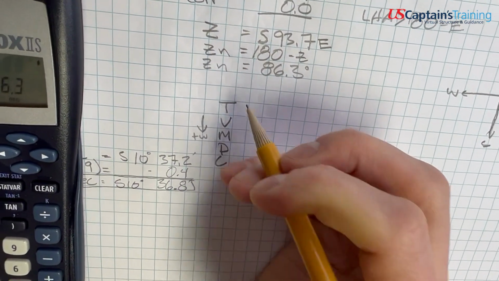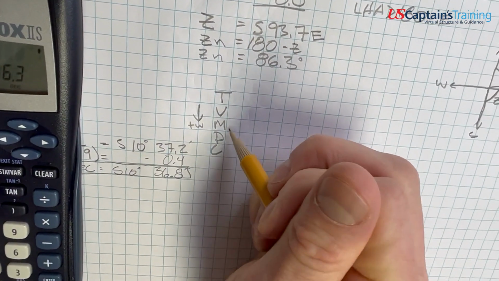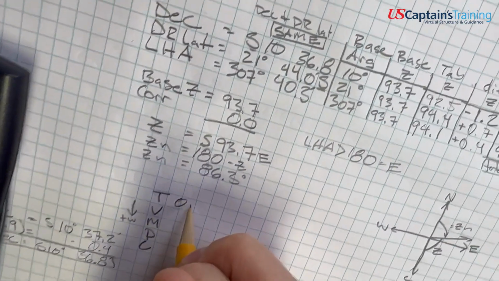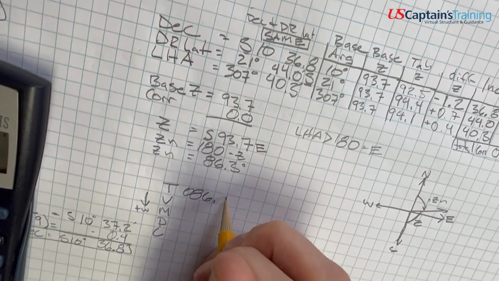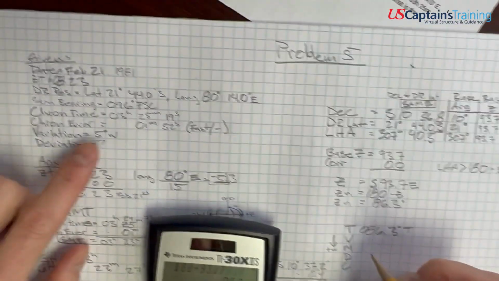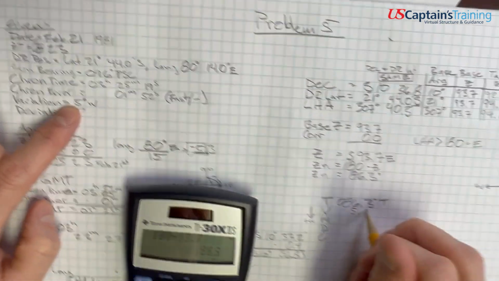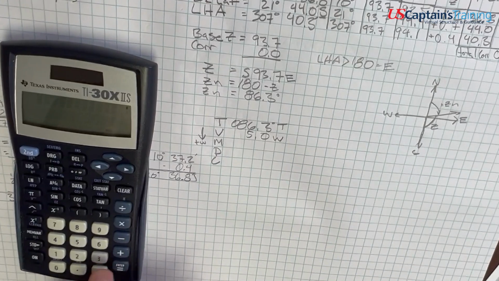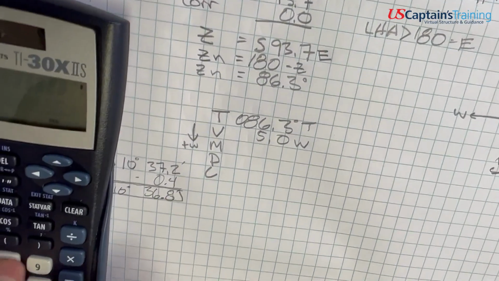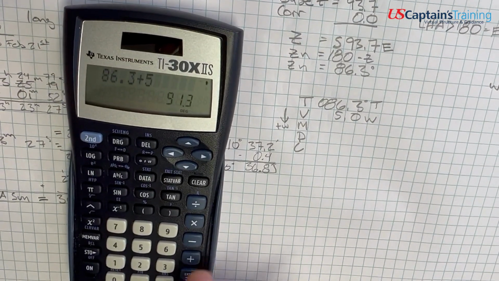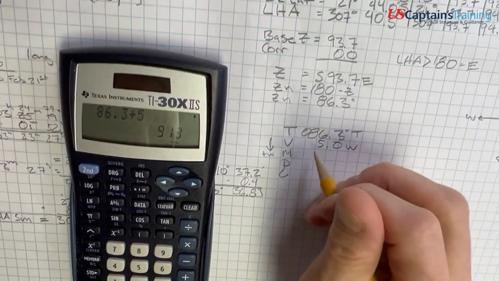If we're going down, we add west. So true, variation, magnetic, deviation, compass. Our true, we just calculated 086.3 degrees true. And our variation is given 5 west. We go down, we're adding west. So we get 86.3 plus 5 equals 91.3.